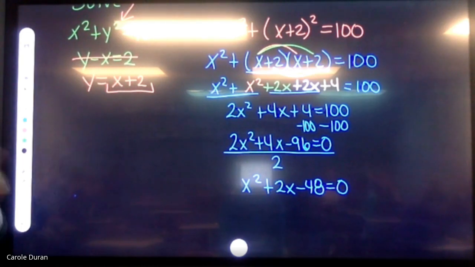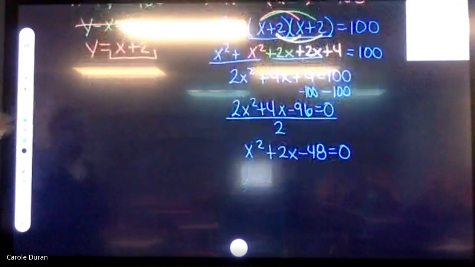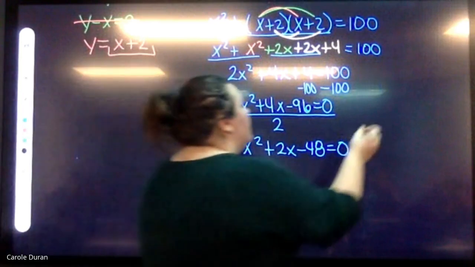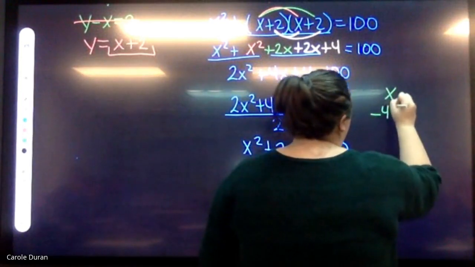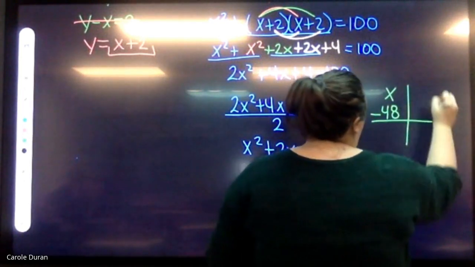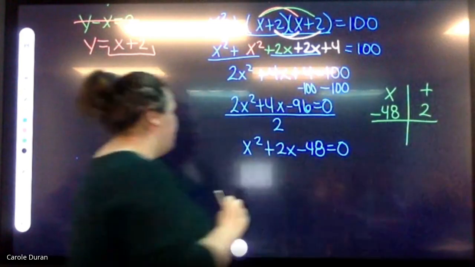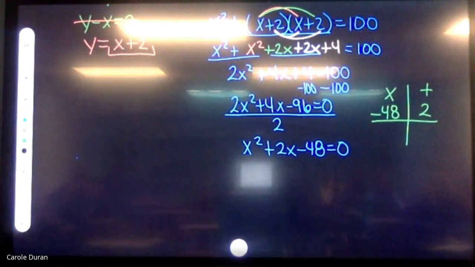I would like for us to factor this one. I don't want to use the quadratic formula here. So I would like for you to factor this, which means I'm looking for two numbers that multiply together to give me negative 48 and add to give me a positive 2. Everybody think about it.